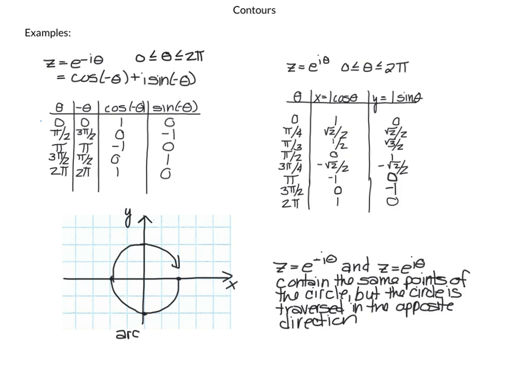So the thing to note is that z equals e to the minus i theta and z equals e to the i theta contain the same points of the circle. Their path looks the same, but the circle is traversed in opposite directions. This one here is traversed in the clockwise direction. This one here is traversed in the counterclockwise direction.